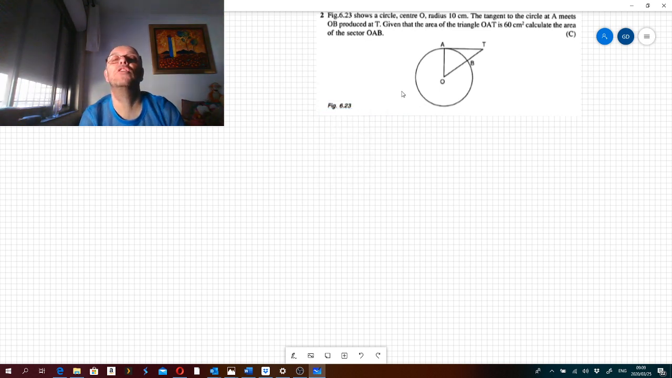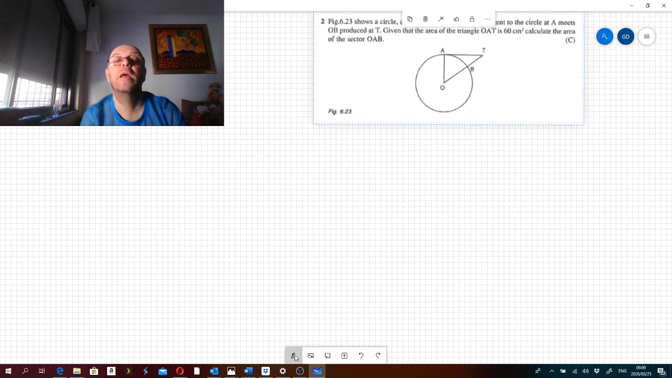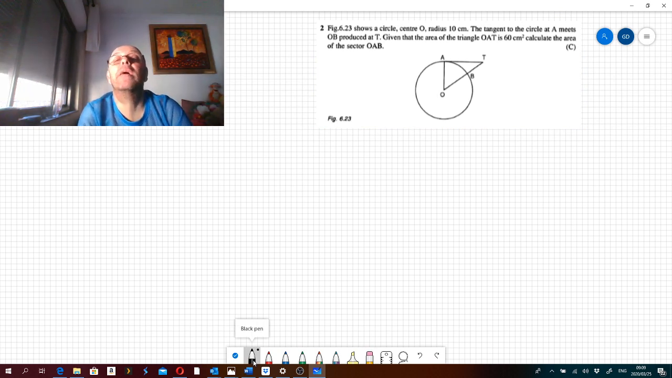Okay, so this question says that we have a circle with center O and a radius of 10. So the AO line and the OB line will both be 10. The tangent to the circle at A meets OB produced all the way out to T. Given that the area of the triangle is 60, calculate the area of the sector.